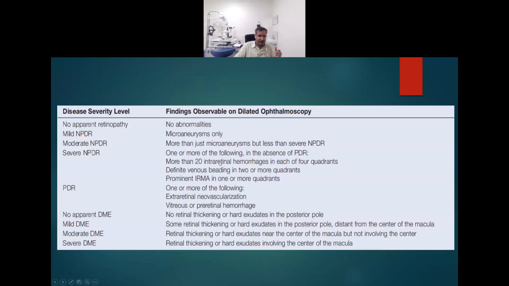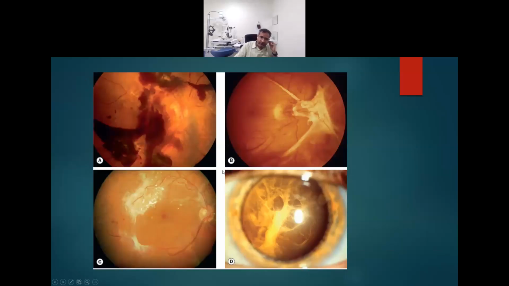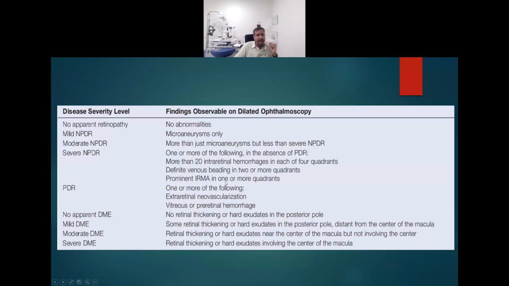So now we follow the American classification of diabetic retinopathy, which shows that there is no apparent retinopathy when there are no abnormalities, mild NPDR when there are microaneurysms only, moderate NPDR, it is more than just microaneurysms but less than severe NPDR. Severe NPDR has the 4-2-1 rule. That is one or more of the following in the absence of PDR. That is, more than 20 intraretinal hemorrhages present in each of the four quadrants.